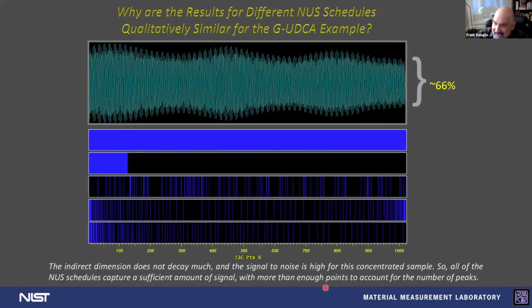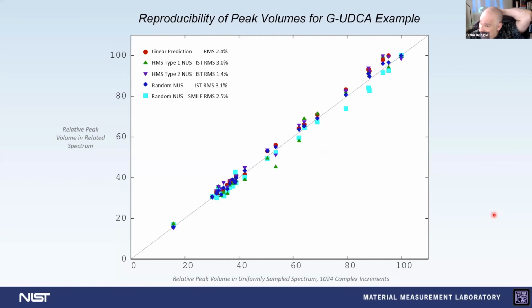So why is it that all of these sampling schedules deliver about the same result? Well, for the measurement that we saw, the original signals in the indirect dimension don't decay very much. They only decay to about 2/3 of their original intensity. So these different sampling schedules don't really capture very different amounts of signal. And there's a little bit more to this, but let's look at a couple of confirmations of this.